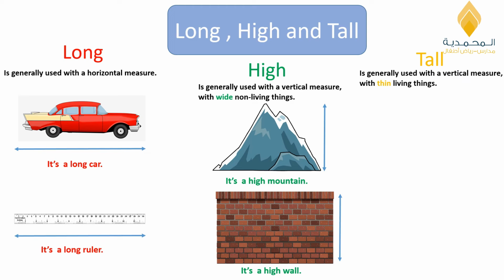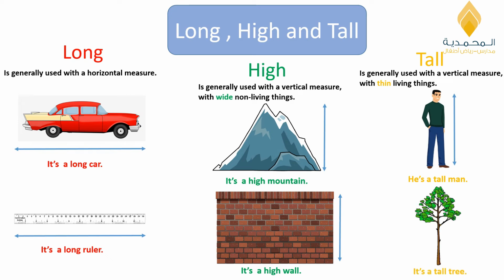Tall is generally used with a vertical measure, but with thin living things. Let's see some examples. He is a tall man. You can notice here that we are talking about a vertical measure. The man is thin and he is a living thing, right? So we use tall.